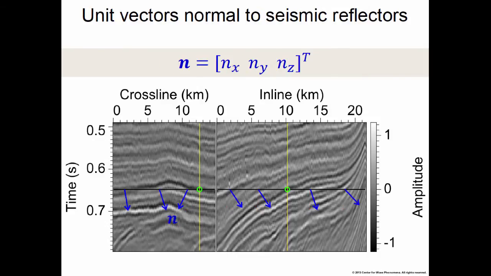And at the same time, we can also compute the seismic normal vectors by using the structure tensors. As Dave talked about yesterday, for each point in an image, we can construct a structure tensor matrix. And then we can compute the eigenvectors and eigenvalues of the structure tensor matrix. The seismic normal vector here is the eigenvector corresponding to the biggest eigenvalue. So as denoted by the blue arrows here, the seismic normal vectors are unit vectors which are normal to the seismic reflectors.